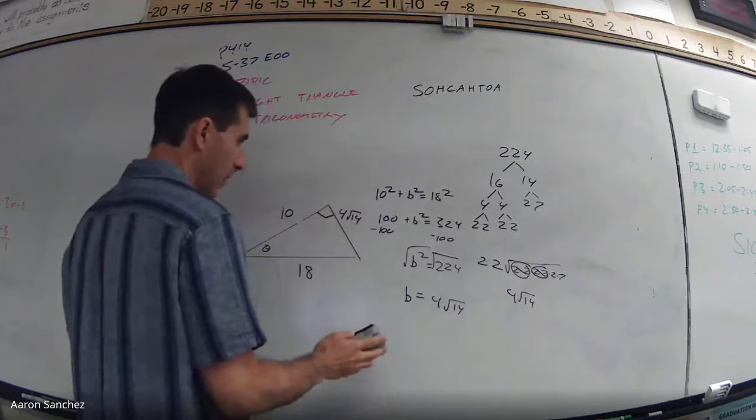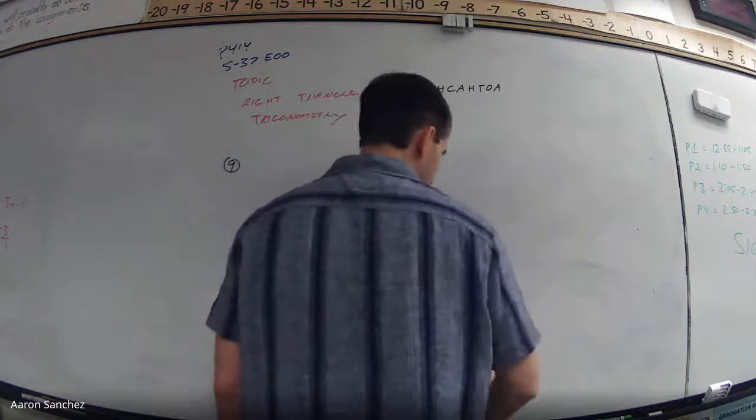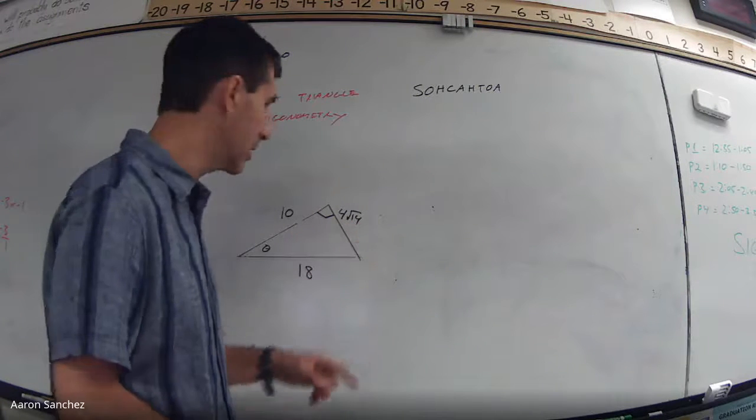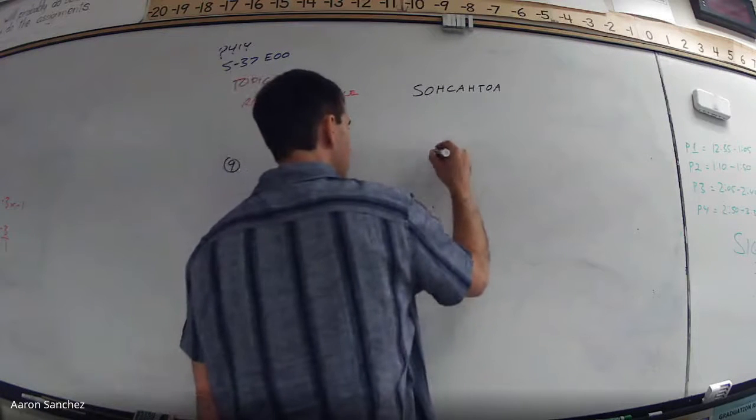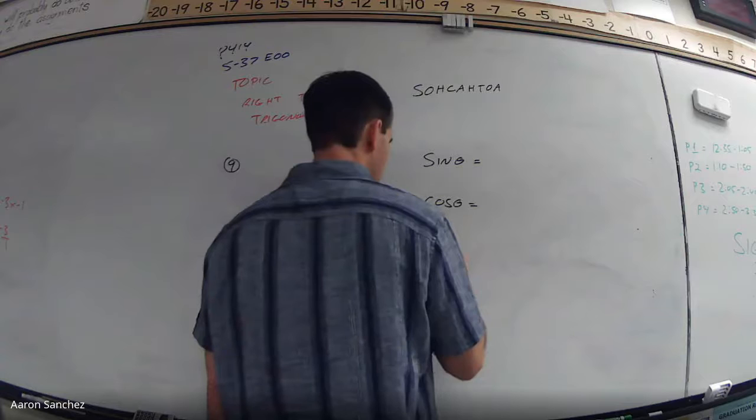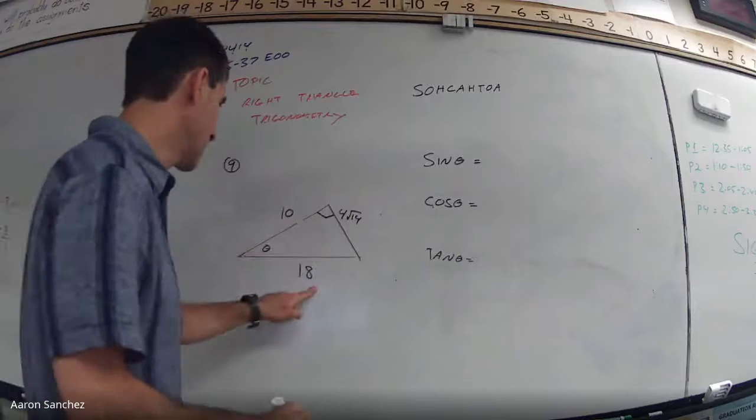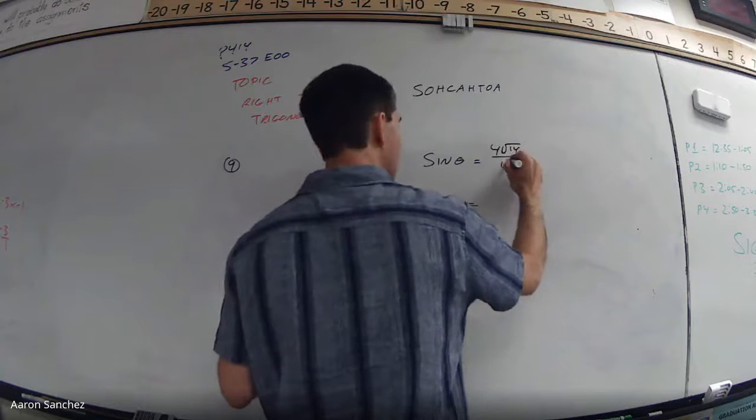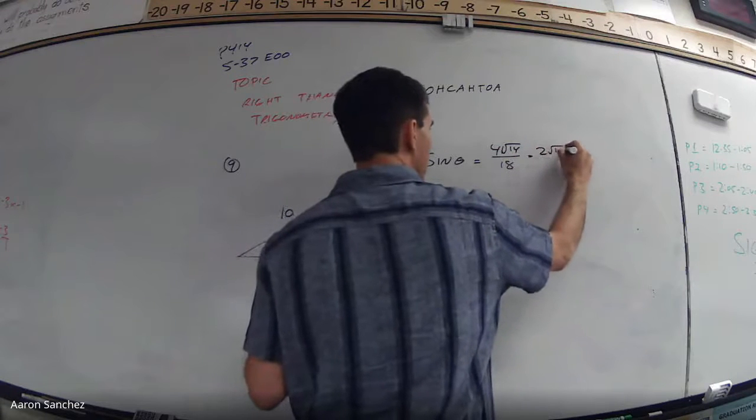I'm going to erase this. Now I can do my SOHCAHTOA. The problem is I can't have this squared in the denominator. So let's see what's going to happen here. Sine of theta, cosine of theta, and then tan of theta. Sine of theta is opposite over hypotenuse, 4 square root 14 over 18. Both of these are divisible by 2, which is 2 root 14 over 9.